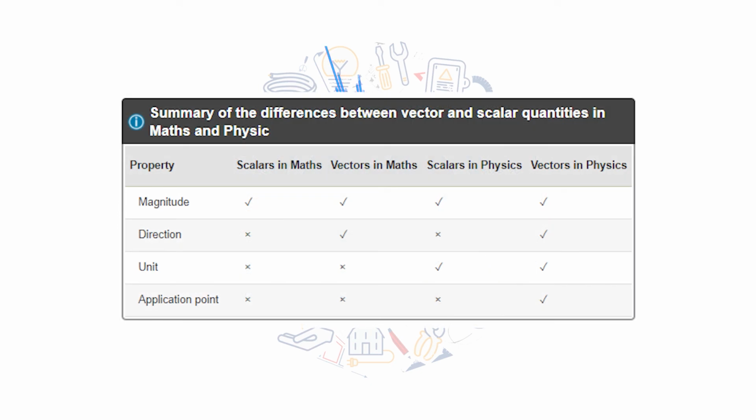All quantities in physics are either vector or scalar. For example, force is a vector quantity as it involves direction, while temperature is a scalar because only its numerical value is required. However, in physics, vectors and scalars are different from those discussed in maths. The table shown on screen sheds light at this point.